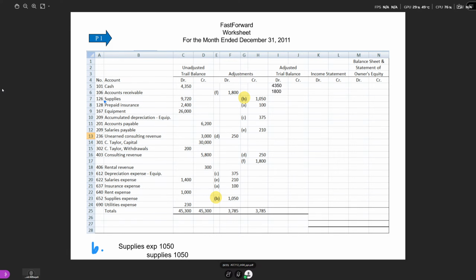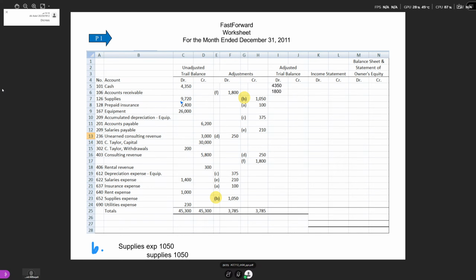Now, supplies account, before the adjustments, it was 9,720 for the supplies. There was an adjusting entry that credited supplies by 1,050. So if you credit supplies by 1,050, is your supplies going to increase or decrease? Can anyone let me know, if we credit supplies, does that mean that our supplies increased or decreased? If you credit supplies, it means that your supplies decreased, as Ali said.